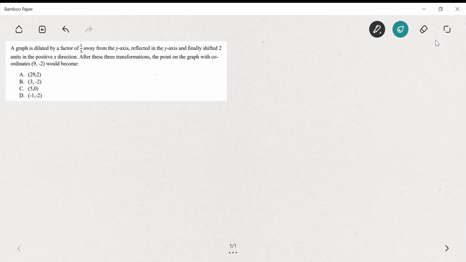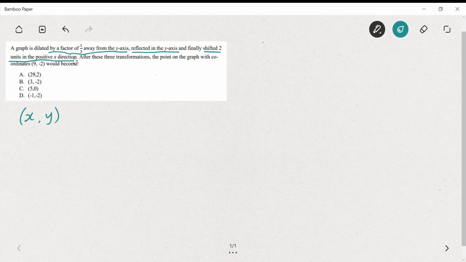Right, so we're going to be transforming some graph under a few particular transformations: a dilation by a factor of a third away from the y-axis, reflecting in the y-axis, and shifting 2 units in the positive x direction. And then we're going to see what happens to a particular point. So I'm going to look at what happens to any standard point (x, y).